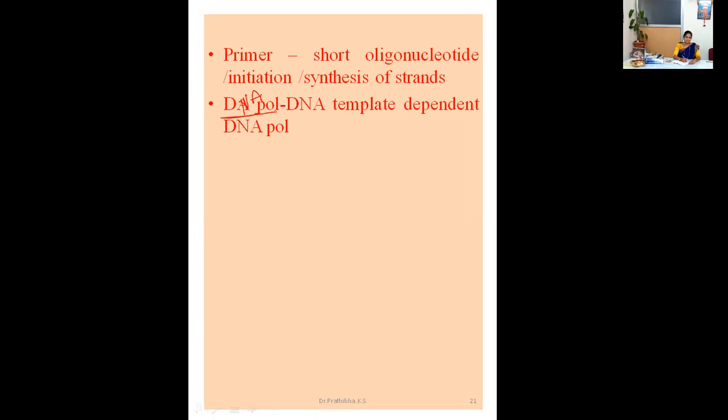This is a DNA template dependent DNA polymerase. It means this DNA polymerase can synthesize on the DNA molecule. For example, RNA polymerase needs a DNA molecule as its template, whereas reverse transcriptase again needs an RNA template. Reverse transcriptase synthesizes the complementary DNA molecule from the mRNA molecule, so it needs the RNA template.